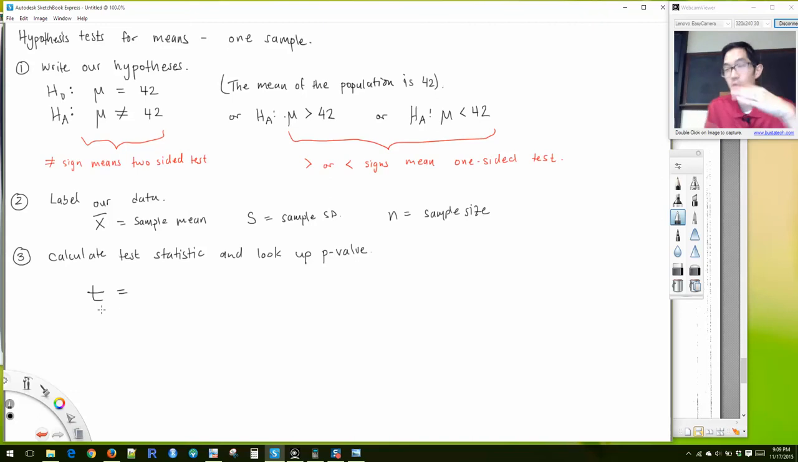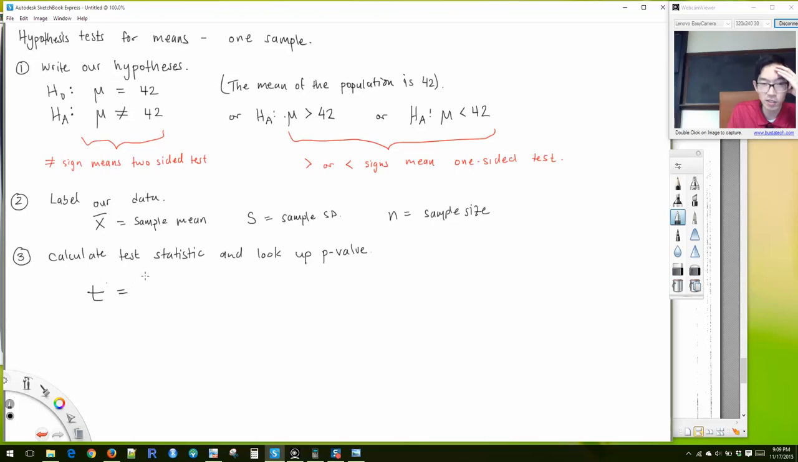Whenever you're dealing with proportions, you're always going to be dealing with the normal table, the z table, and your test statistics are z, your critical value is z. When you're dealing with numeric variables, you're dealing with the t table, your critical values are t stars, and your test statistics are t's, okay? So means go with t, proportions go with z. And that's always going to be the case.